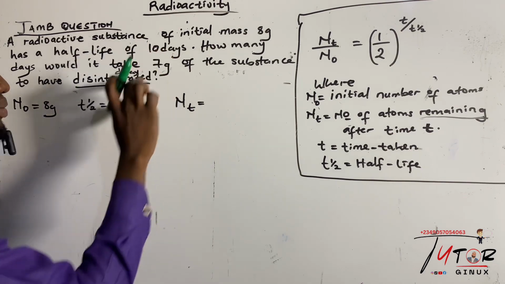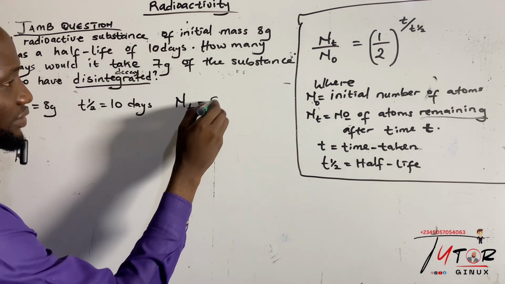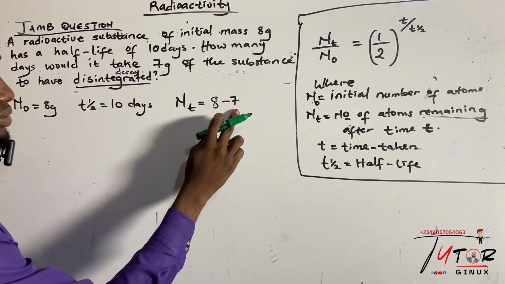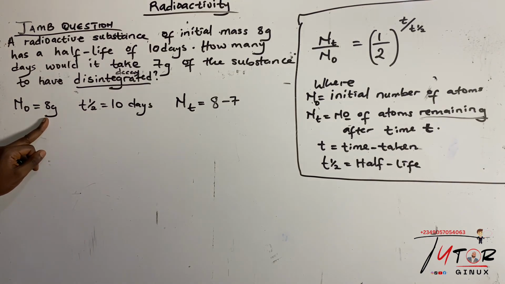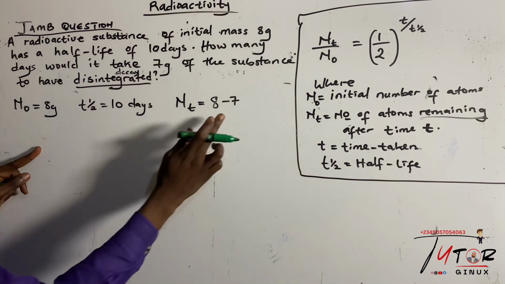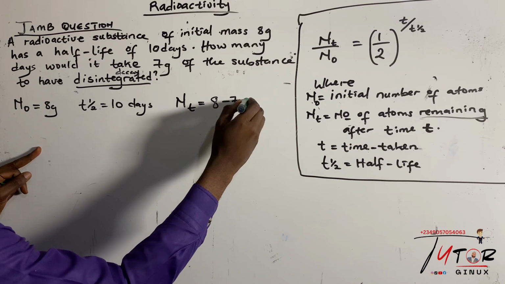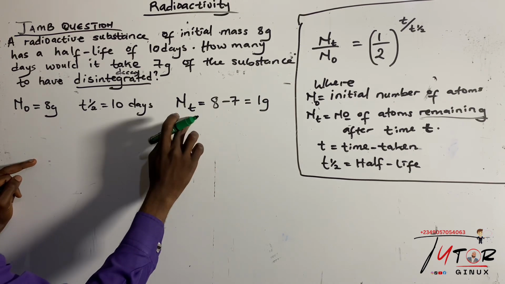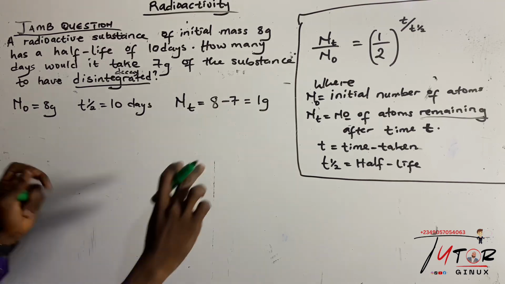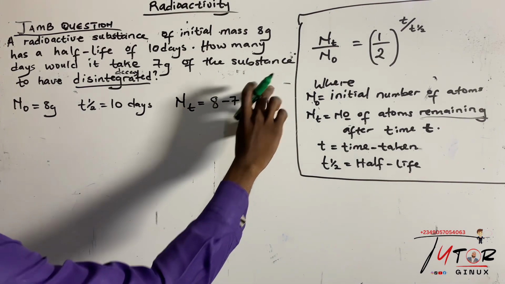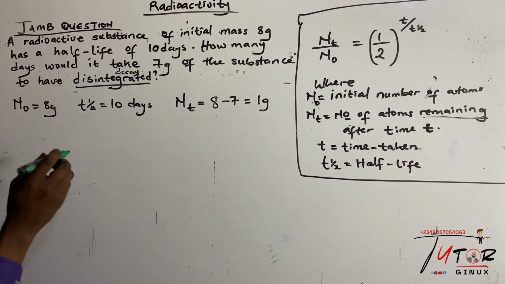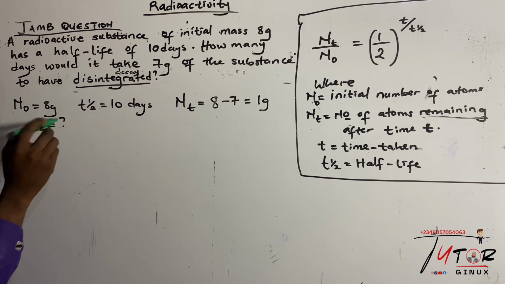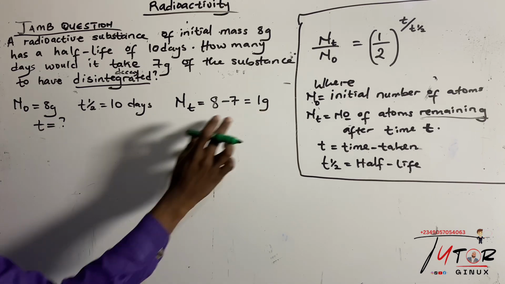So if 7 gram has disintegrated, it will definitely remain 8 minus 7. Don't forget that 8 gram is the initial mass. So if 7 gram disintegrated, that means the number of gram remaining will be 1 gram. You get this part? So NT is 1 gram. It is not 7 gram. So it's a tricky question. It is 1 gram. How many days? That means we have to find the time. The time taken for this 1 gram to remain.